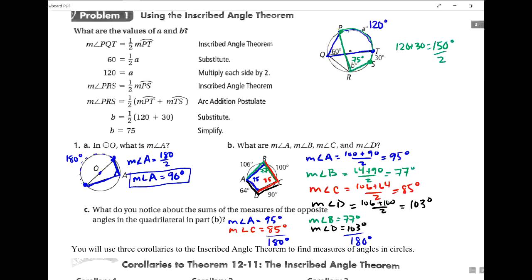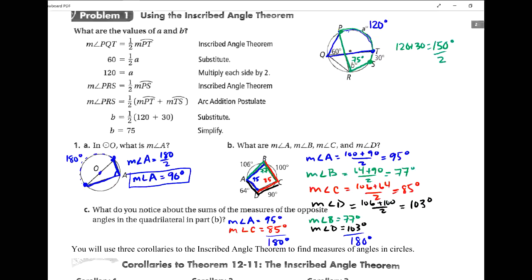All right, I need to find the measures of these 4 inscribed angles. So I did A, and for A I had to add up to 190, divide by 2, get 95. B, I did the same thing, got 77. C, again, had to add those 2 arcs, divide by 2, got 85, and angle D, I got 103 degrees.